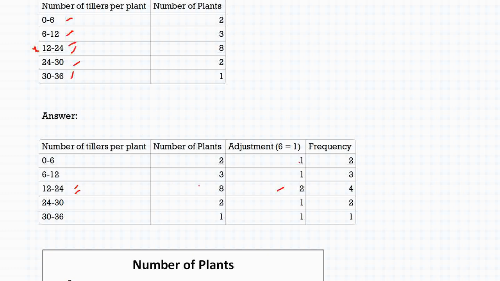But we cannot draw both of these bars at the height of 8. That will be a wrong representation. And hence, we divide this 8 equally into 2, that is 4. So each bar will be of the size 4. Let us see how we have drawn this.